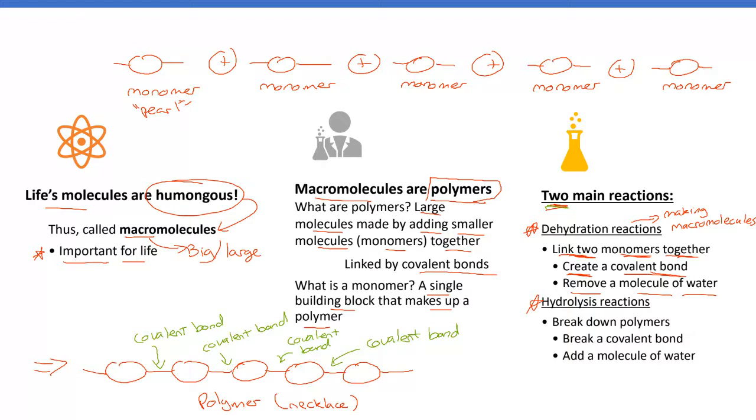Hydrolysis reaction is another reaction. So if dehydration is going to be making macromolecules, what do you think hydrolysis is going to do? It's going to do the opposite. These are the reactions that we use to break down polymers. To break down this pearl necklace.